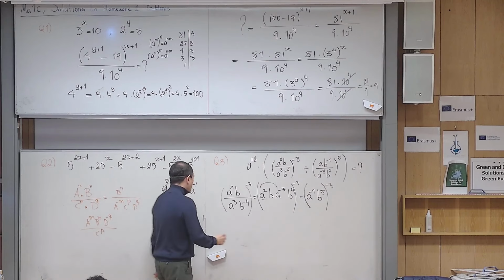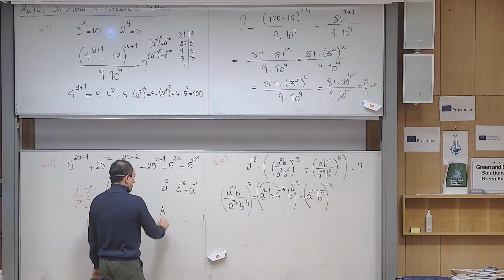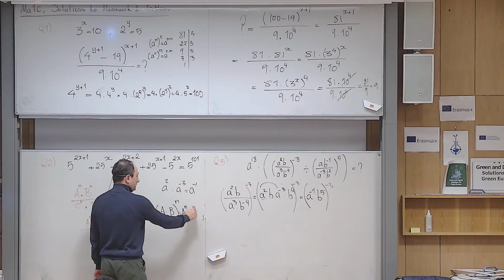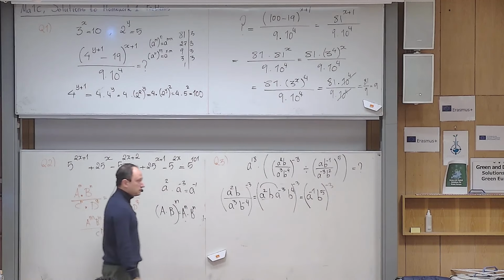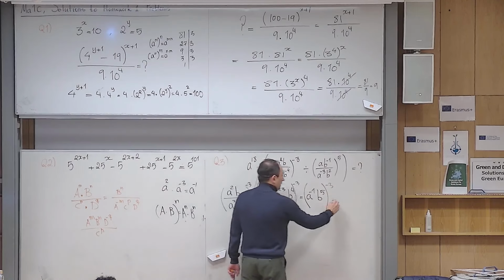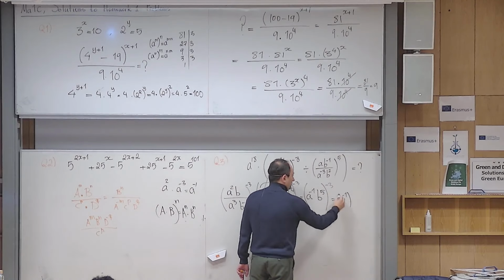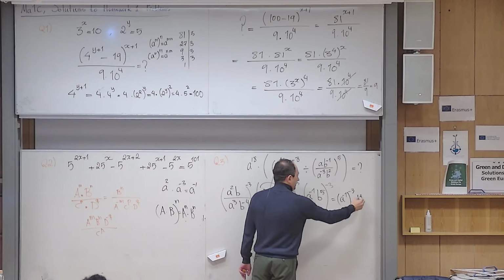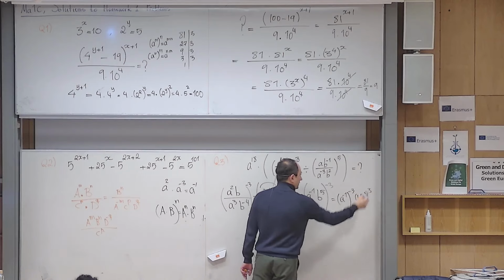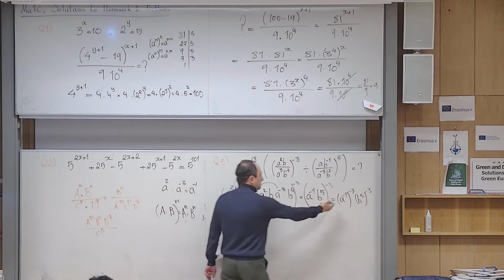Okay? But do you remember we had a rule that if a times b is to power n, what can I do? I can write a to power n times b to power n. Yes? So what can I do here? I can write a to power minus 1 to power minus 3, b to power 5 to power minus 3. But can you tell me what is the answer to this?